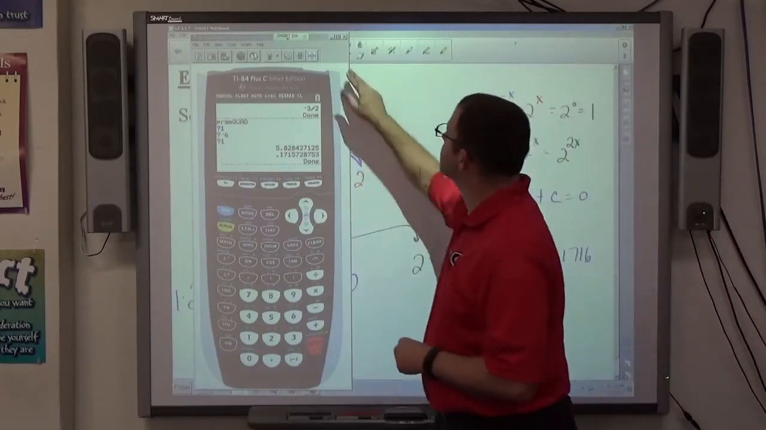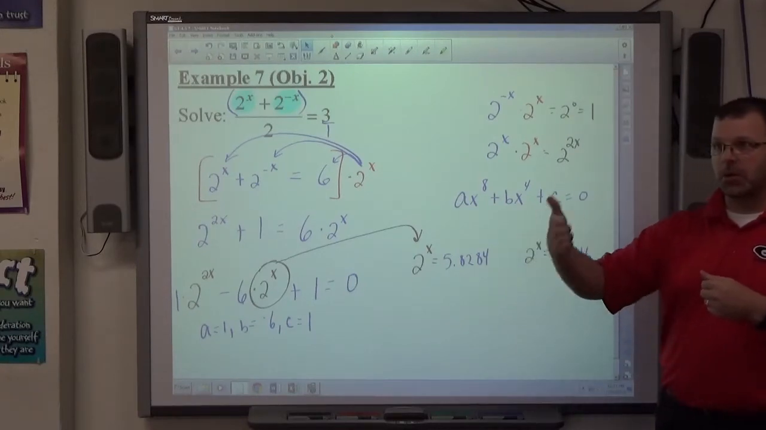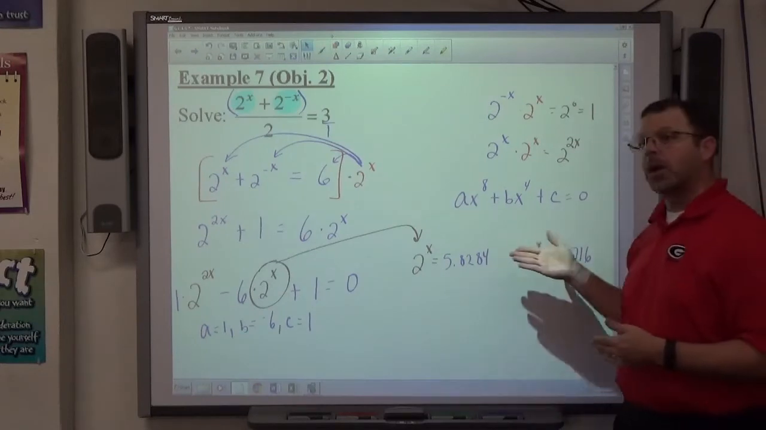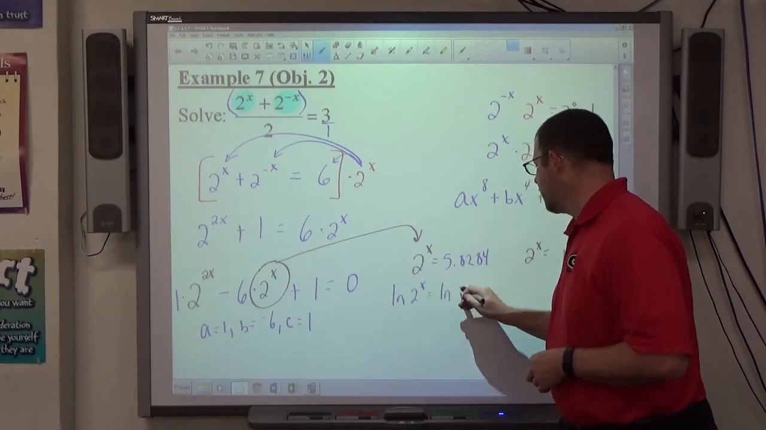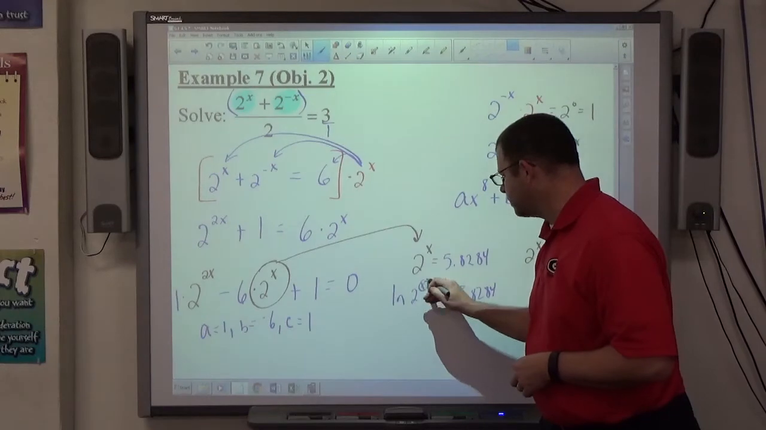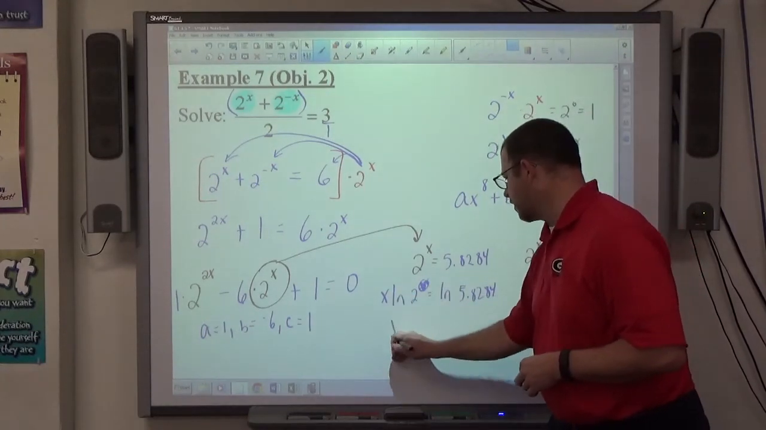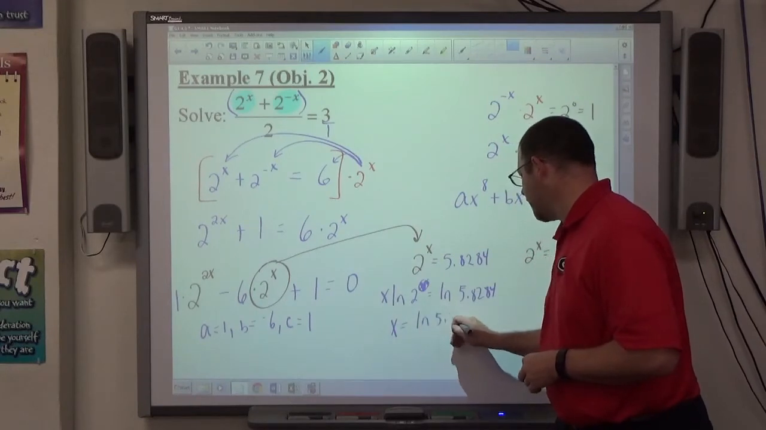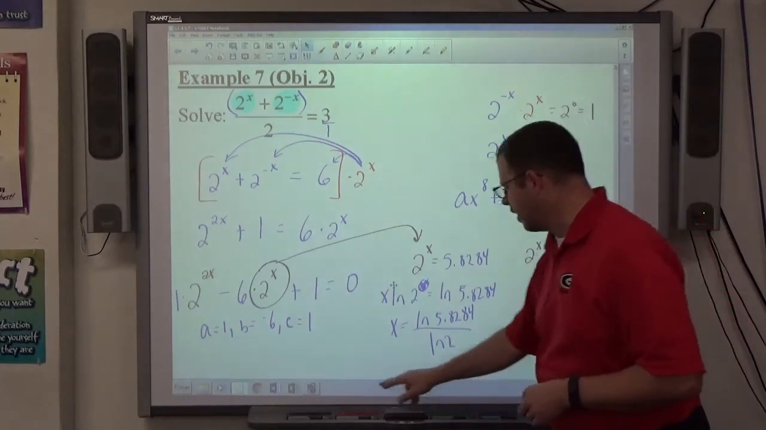Notice what we get out of that is we get two exponential equations, kind of like we saw yesterday, right? We have the number 2 to the x power equals a number. So I'm going to log both sides. So I'm going to do ln of 2 to the x power is equal to ln of 5.8284. I move the x out in front. All right. And then I'm going to get x just going to equal ln of 5.8284 divided by ln2.